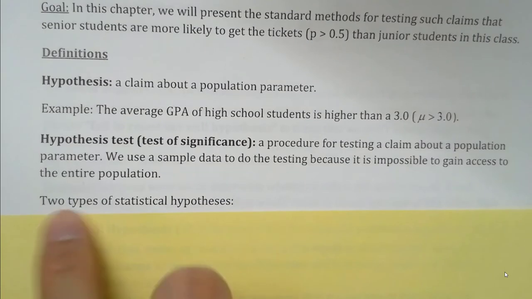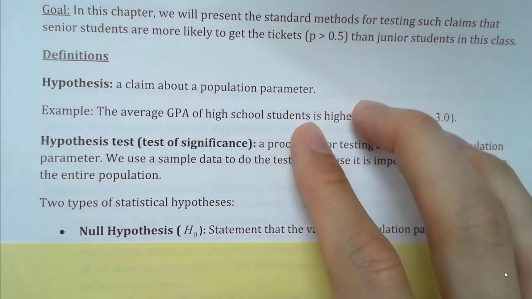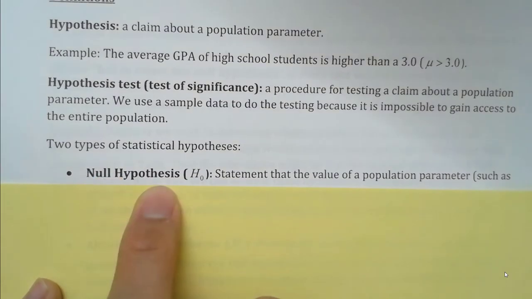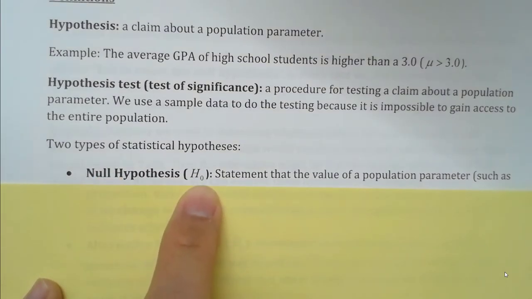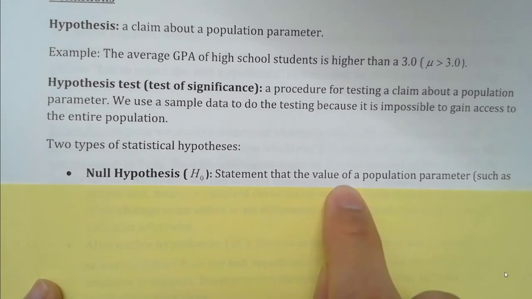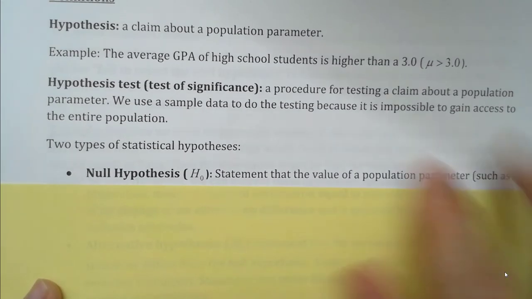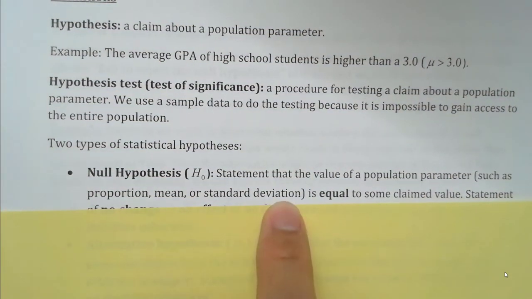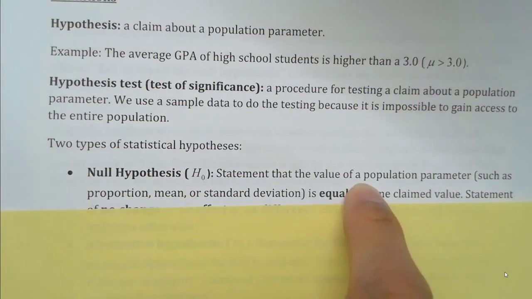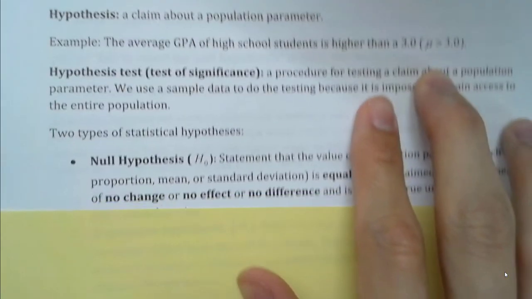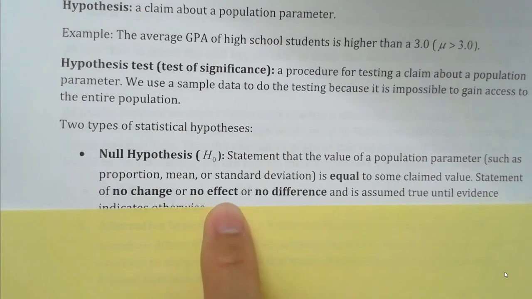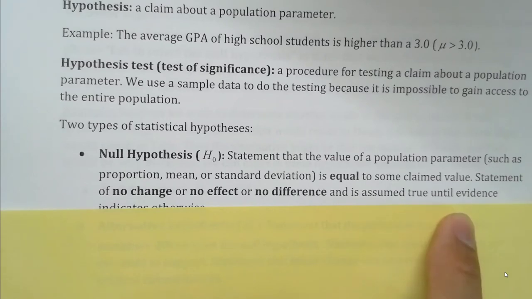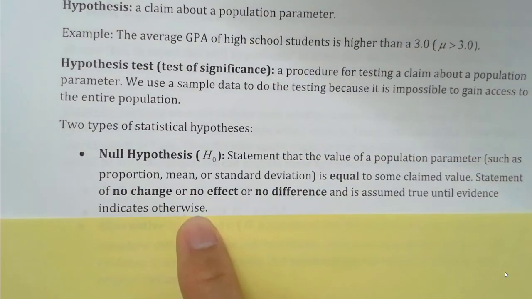And then there are two types of statistical hypotheses. The first one is the null hypothesis, or we call it H0. The null hypothesis, or H0, is a statement that the value of a population parameter such as proportion, mean, or standard deviation is equal to some claimed value. It is the statement of no change, no effect, or no difference, and this is assumed true until evidence indicates otherwise.